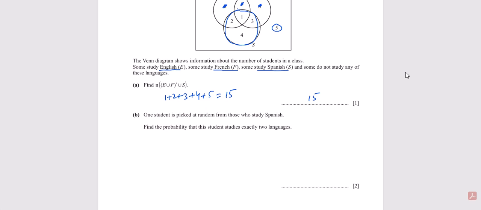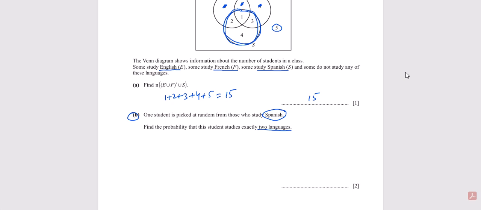Part B. One student is picked at random from those who study Spanish. Find the probability that this student studies exactly two languages. We find the probability for Spanish. So this one is the Spanish students.